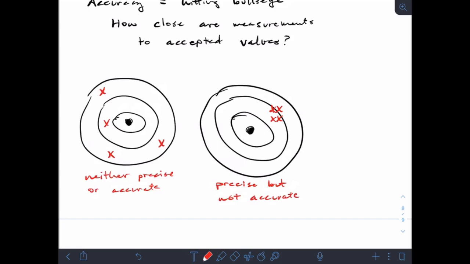So you can take a series of measurements and they're all really close to each other and you're like, great, this data looks wonderful. And then you go and you look at the accepted values and you find you're way off in left field. So you can be precise, but not accurate.